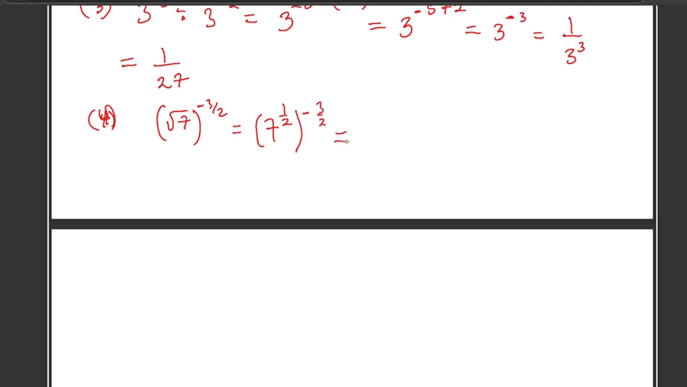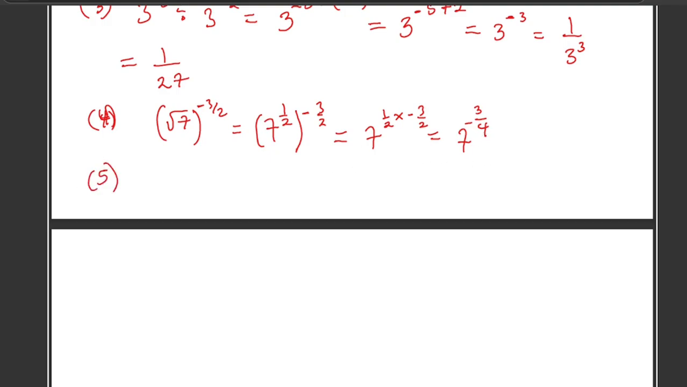Remember that law where we said if a number is raised to two powers, what do we do? We simply multiply the two powers. This is 7 to the power 1 over 2 times minus 3 over 2. That equals 7 to the power minus 1 times 3, 3, then 2 times 2, 4. That is 7 to the power minus 3 over 4. I can stop with that.